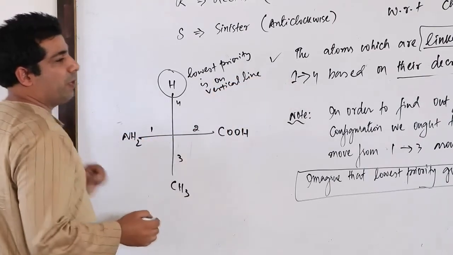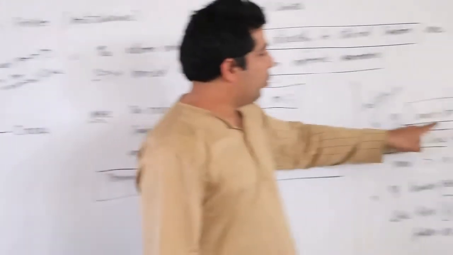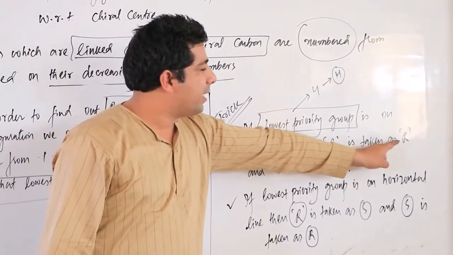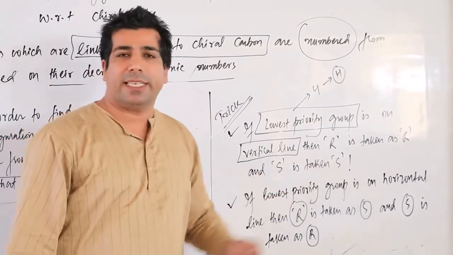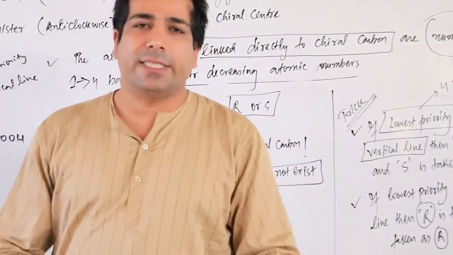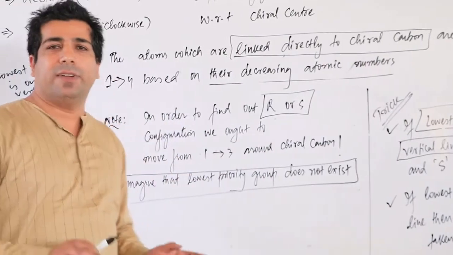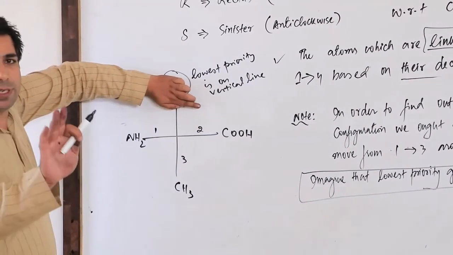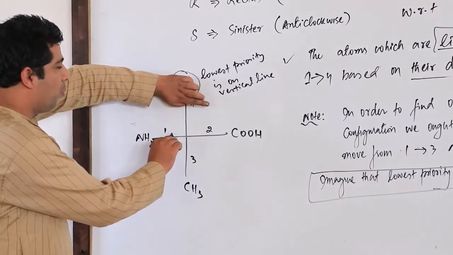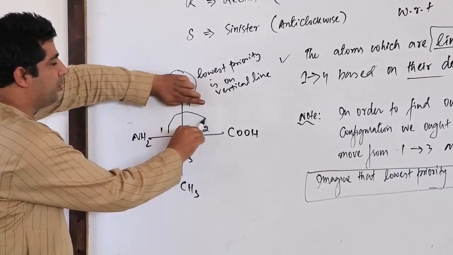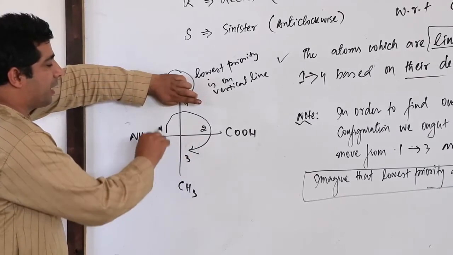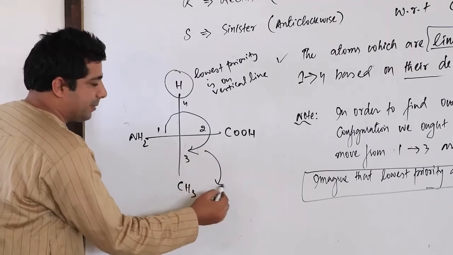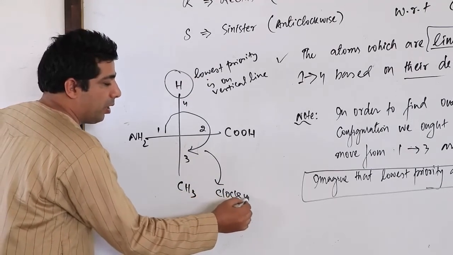So when the lowest priority is on the vertical line, look here, R is taken as R and S is taken as S. It means that rectus will remain rectus and sinister will remain sinister. So imagine now the fourth group does not exist. Imagine for the time being. Then move from 1 to 3. So 1, 2, 3. So which kind of rotation are you getting here? Clockwise rotation. So I am getting this as clockwise rotation.